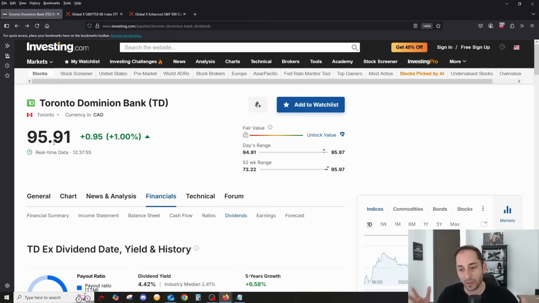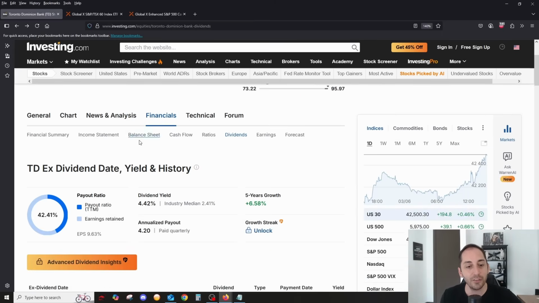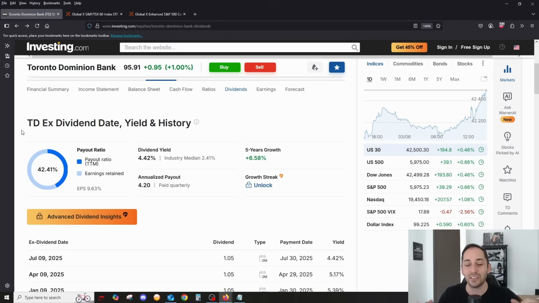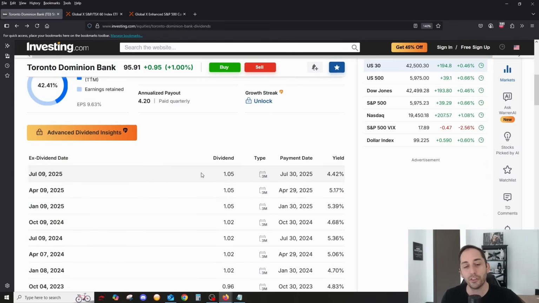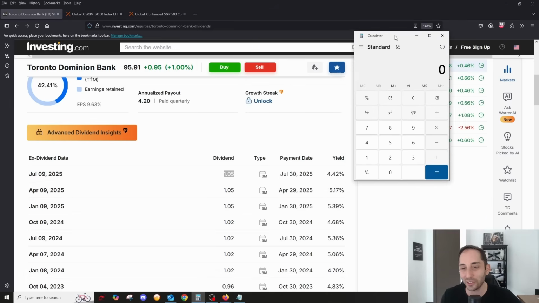So for TD Bank, as of June 3rd, today, the market's still open, we'll just take $95.91 as the current stock price. And you have to have the current dividend rate of the stock or ETF. Right now, the current dividend rate for TD is $1.05 quarterly. Typically dividends are given out quarterly or monthly. In the example of TD stock, it's quarterly, so $1.05 is the quarterly dividend rate.